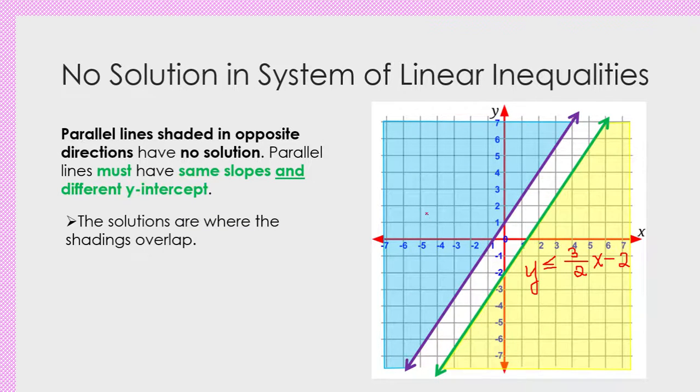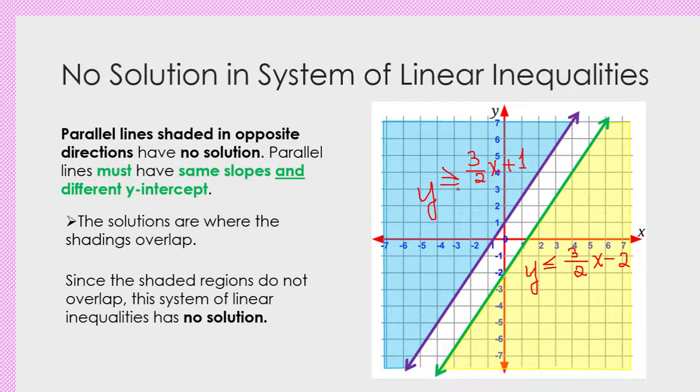This one right here would be y is greater than or equal to, because it is shaded above the line. Same thing, slope is going to be up 3, right 2, which is 3/2 x, and the y-intercept for this will be 1. So if you notice, the y-intercepts are different, but the slopes are the same, and it is shaded in the opposite direction. Because of that, the system of linear inequalities has no solution.